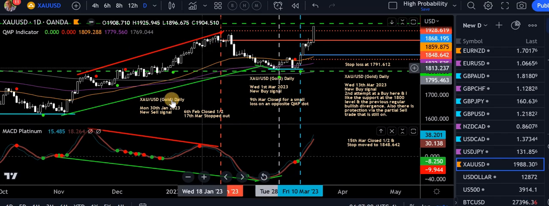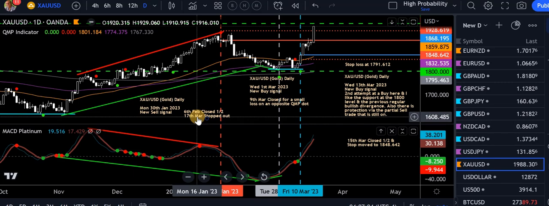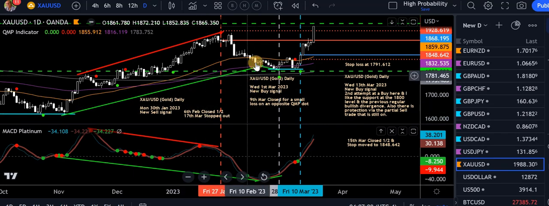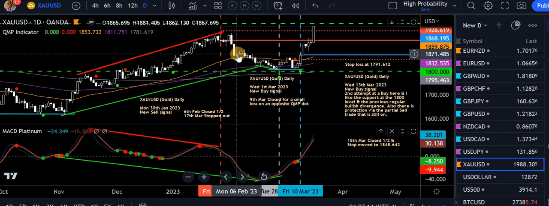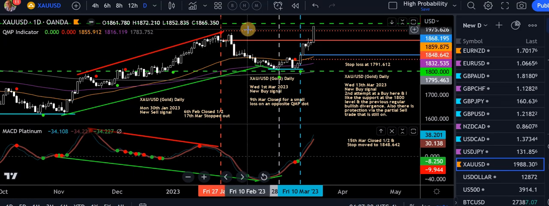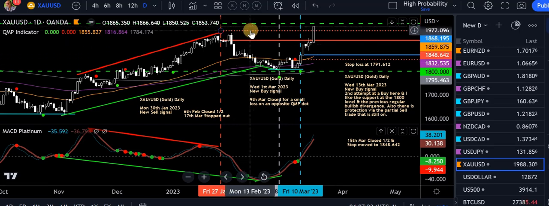My sell trade from the 30th of Jan stopped out on Friday. So 6th of Feb, I closed half. So when was that? In here somewhere, I reckon. So I closed half here. So I had a win between there and there. And the stop was there. So overall, a very small profit on that gold trade. So sell, no big deal.